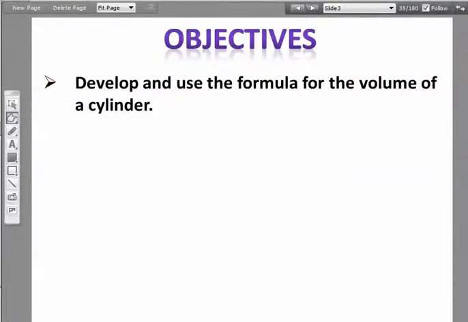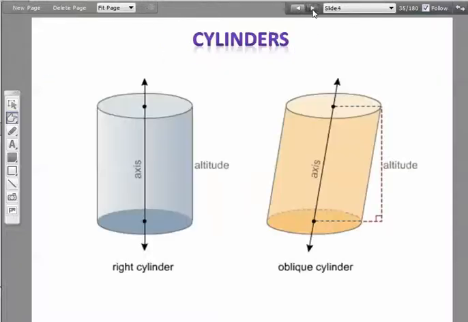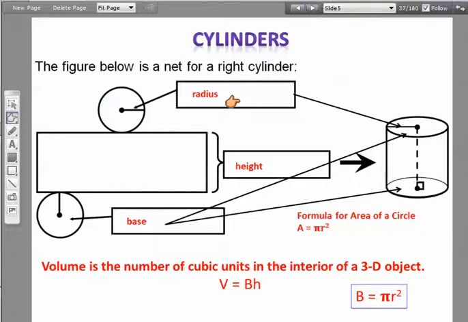On this lesson, all we're going to do is develop and use the formula for the volume of a cylinder. Here are the pictures again: right cylinder, oblique cylinder. Remember, your obliques are always leaning, like the Leaning Tower of Pisa. I put the labels up here again to help you out where the radius is. Remember though, if they give you diameter, you have to divide that number by 2.